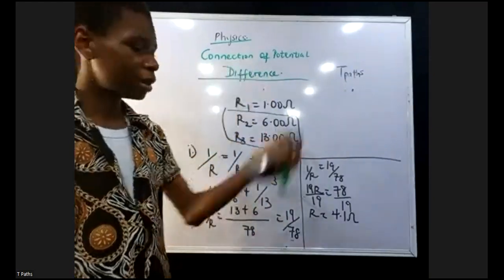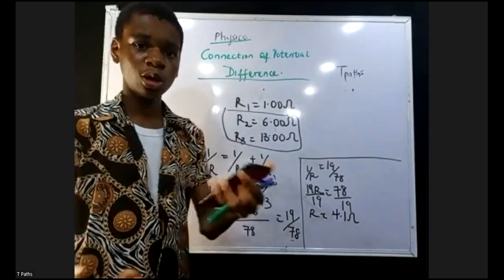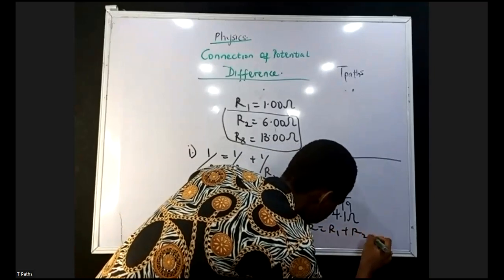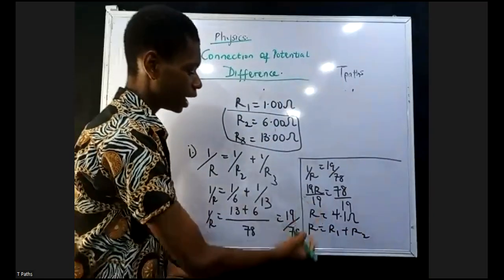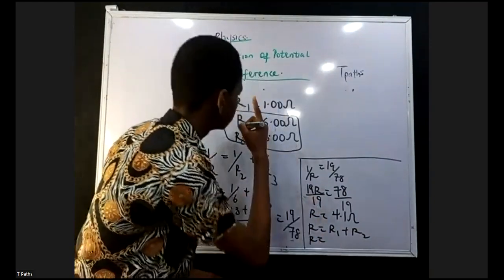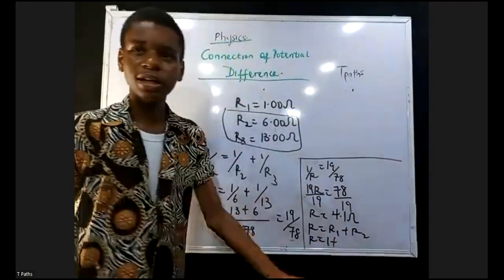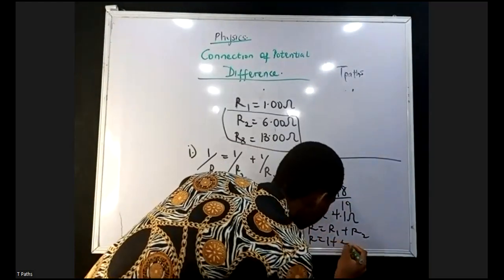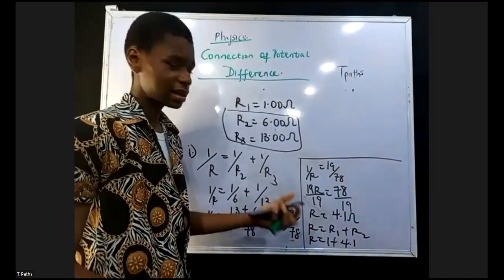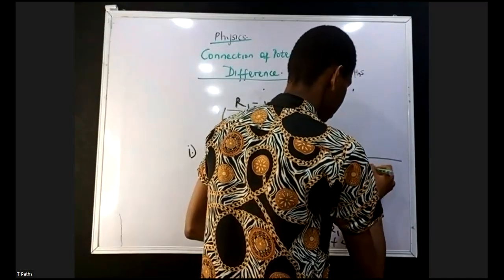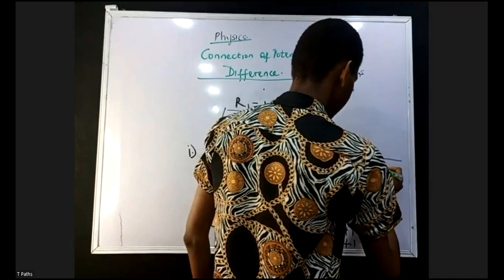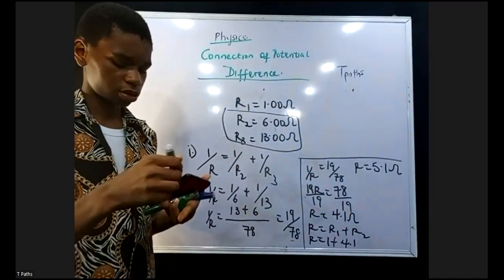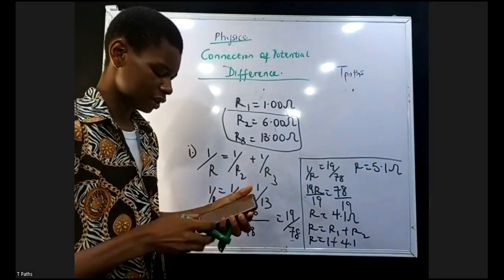Don't forget, the formula for the equivalent resistance of resistors connected in series is R equals R1 plus R2. So my R1 is 1 ohm plus the equivalent resistance of R2 and R3, which I just calculated as 4.1. So the equivalent resistance of the resistors in the circuit is 4.1 plus 1, which gives me 5.1 ohms. That answers the first question. Now let's move to the second question in the example.